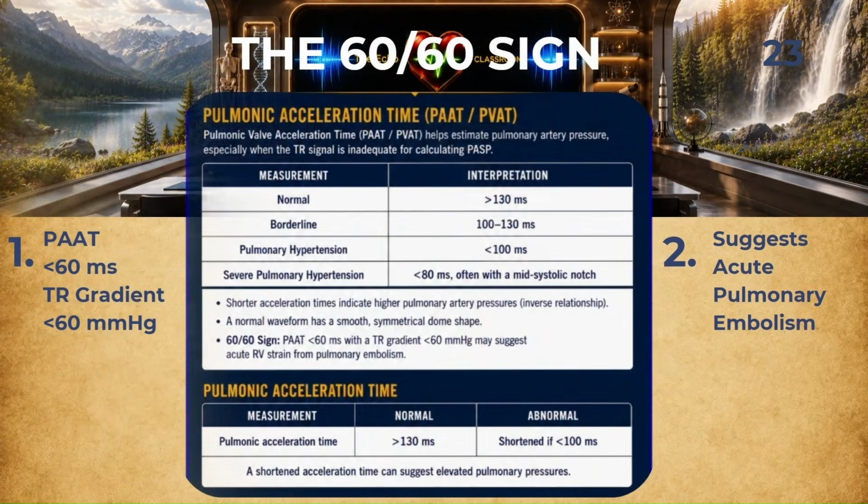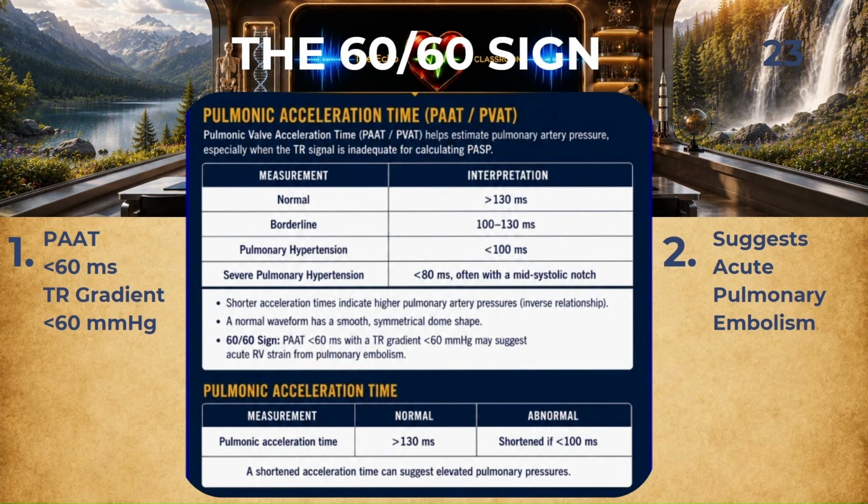Now, let's talk about the 60-60 sign. The 60-60 sign combines 2 findings: a pulmonary acceleration time less than 60 milliseconds and a tricuspid regurgitant gradient less than 60 millimeters of mercury. At first glance, this may seem confusing. If pulmonary pressures are elevated, wouldn't we expect TR gradient to be very high? The answer is not always.